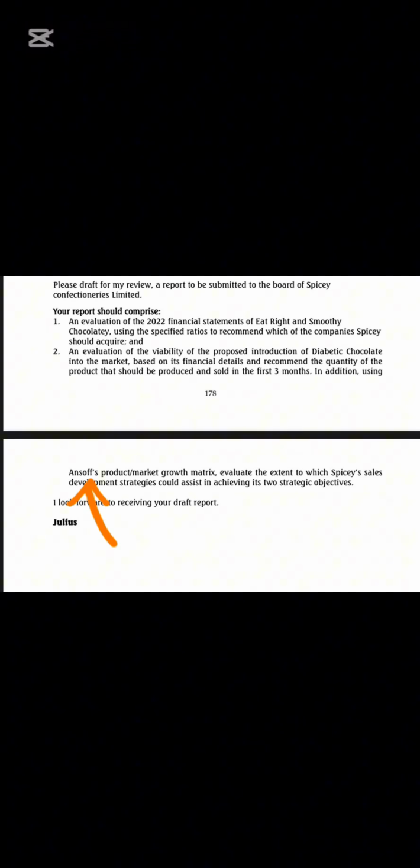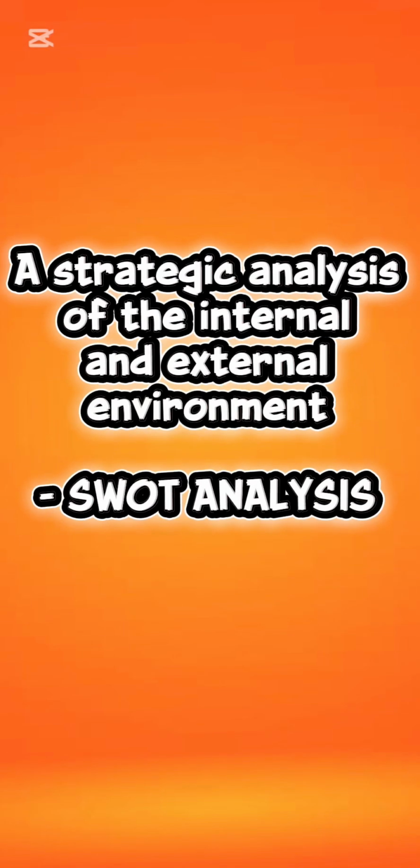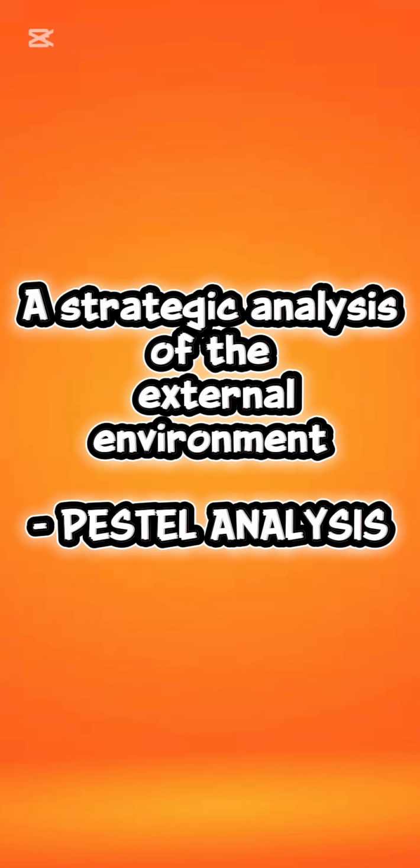In some other cases, like this one I'm showing now, they can just say something like a strategic analysis of the external environment, or a strategic analysis of the external or internal environment. When you hear something like that, if it's internal or external environment, you know they're talking about SWOT. If it is external environment, you know they're talking about PESTEL. So they will definitely give you a hint in the requirements. They could just tell you external or internal environment, or they'll tell you the exact model to use.